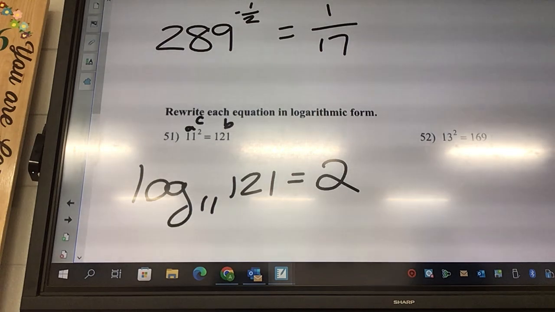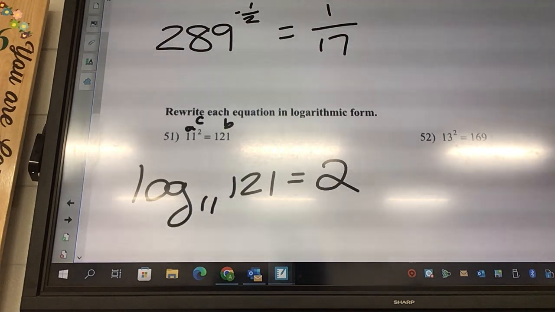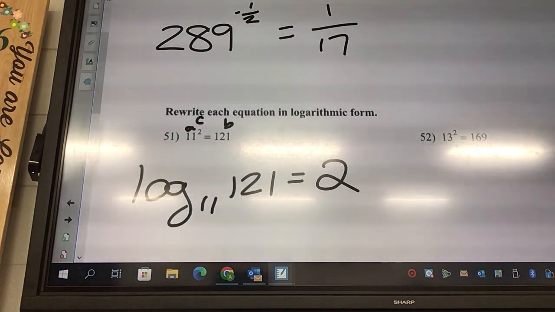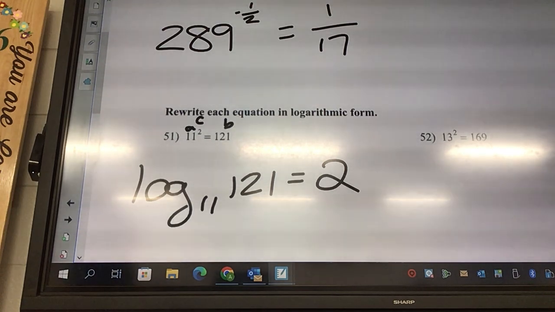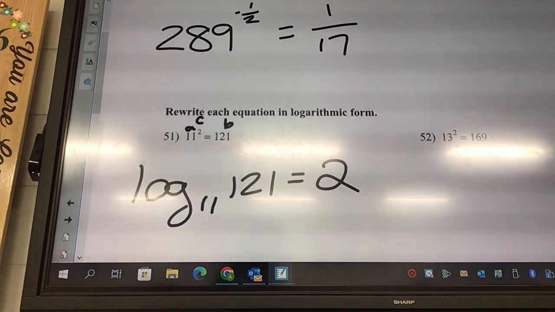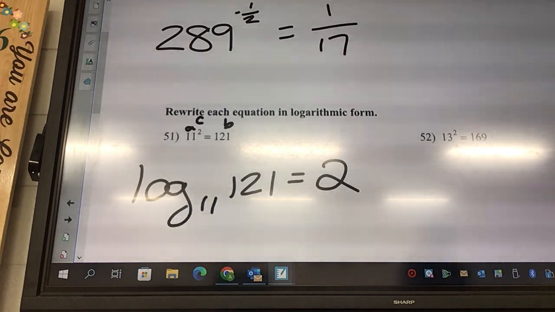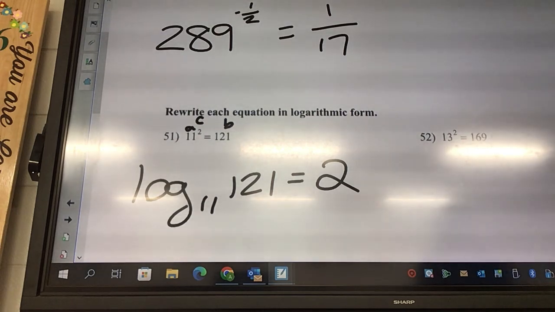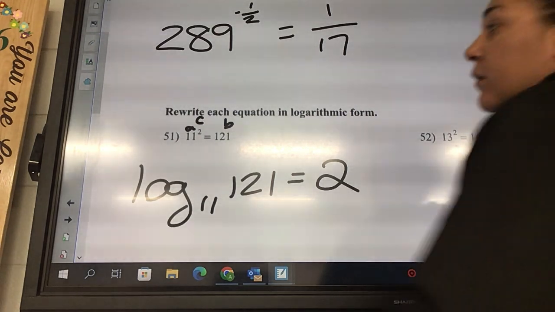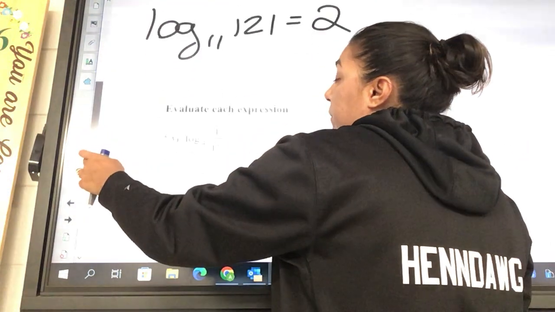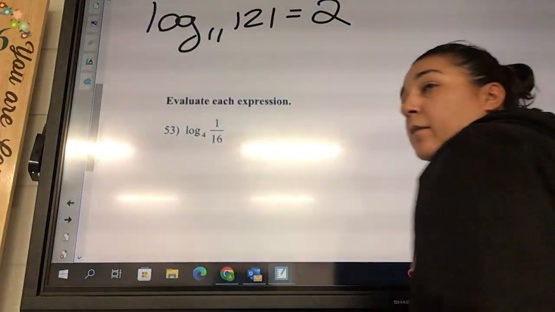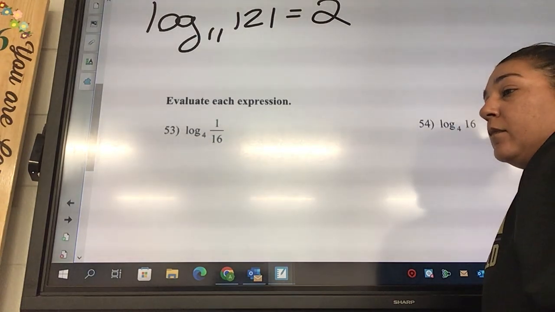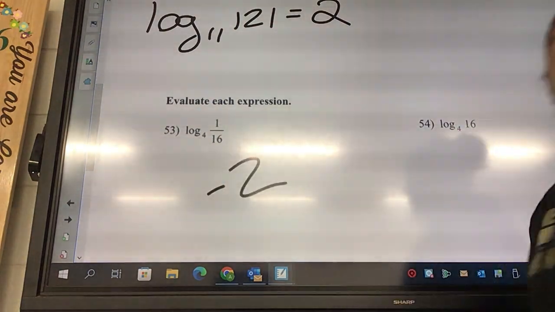Okay, evaluate each expression. We're just plugging that in our calculator. So find the log button, girls, shush, with 2 empty boxes. Okay, type that in and see what you get. -2. Somebody agree with that? Yeah? Good. -2.